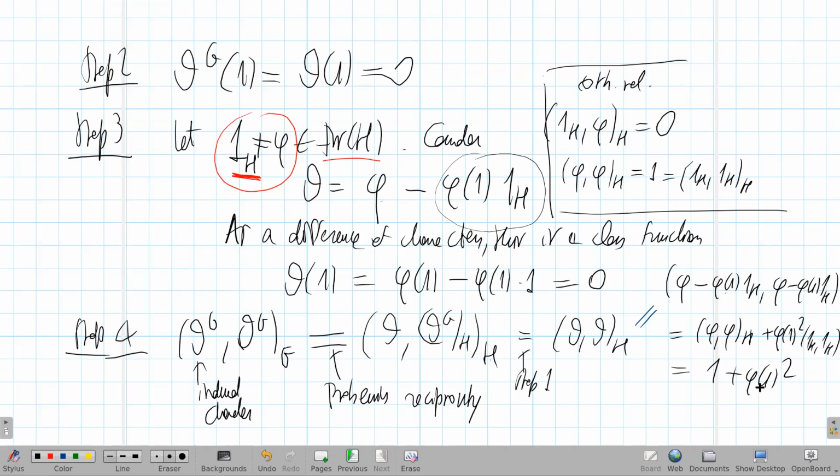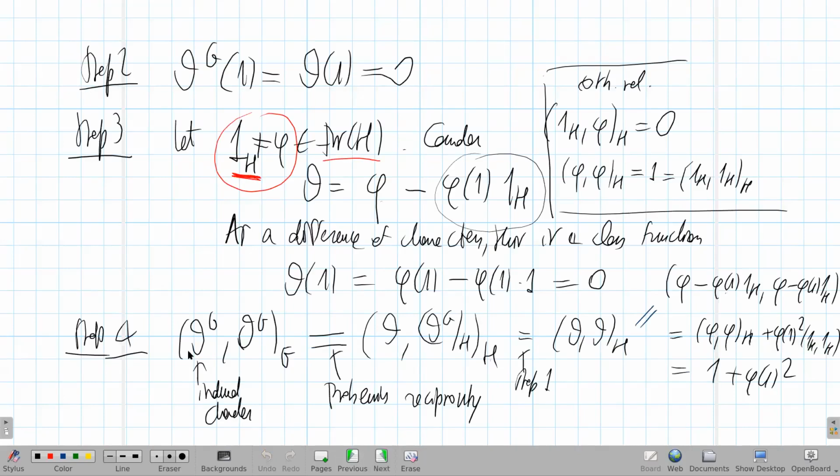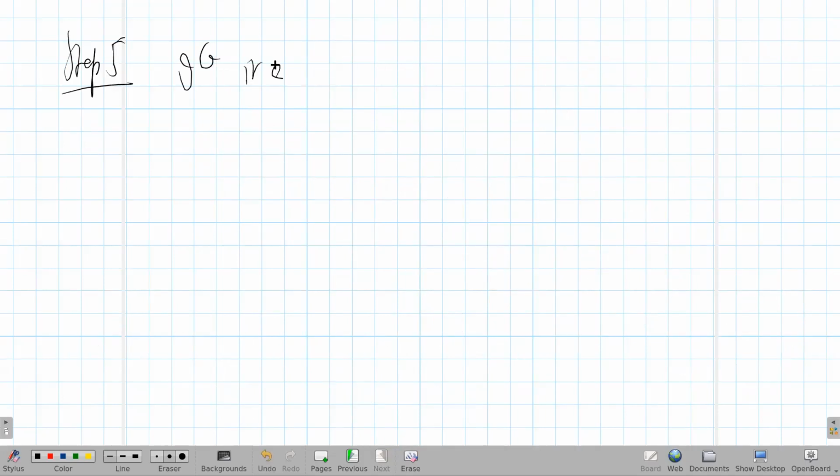Now, let's get to step 5. So theta G is the induced class function of a certain class function on H. Theta G is a class function on G, and as such, it's a linear combination, we'll explain why, with integer coefficients of irreducible characters.